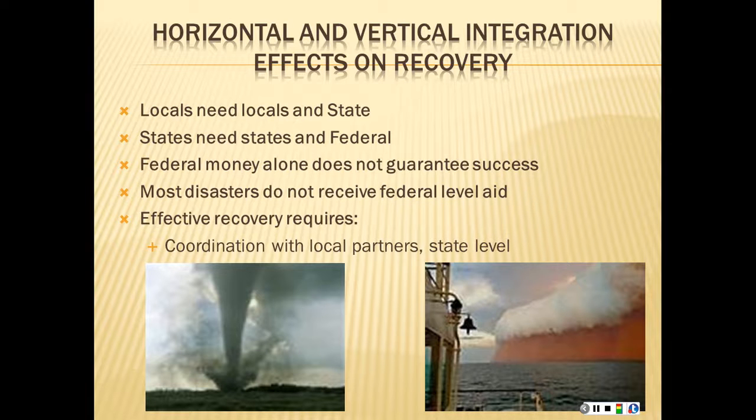So finally, the last slide, very simply, horizontal and vertical integration, as you might imagine by just watching these few slides, significantly affects recovery. If I'm a local, I need my local neighbors around me, and I also need the state. If I'm a state, I need my neighboring states, and there actually is a system for states to share information and equipment state to state, and also to request aid from the federal government. You'll notice there's no connection from local to federal. The only way locals can get to the federal government is through a state agency.